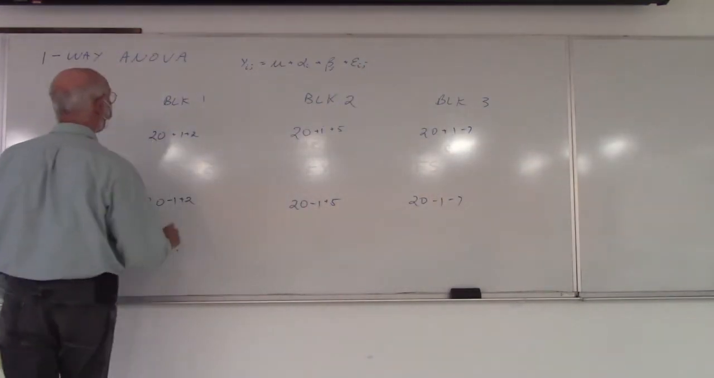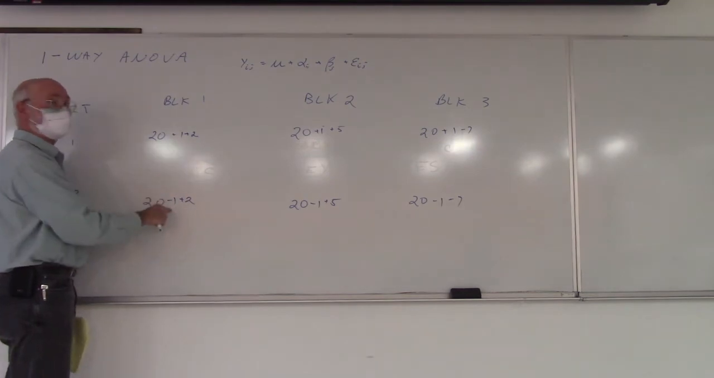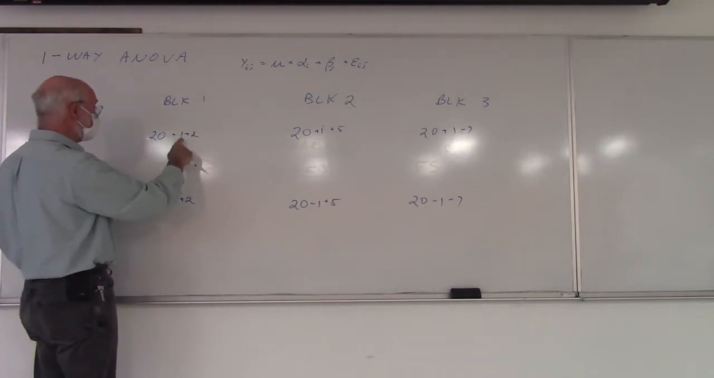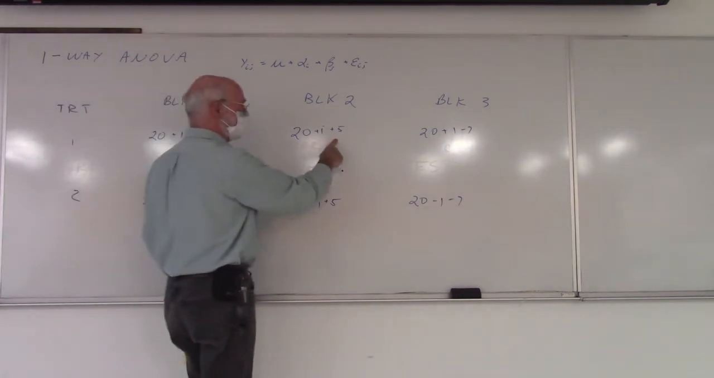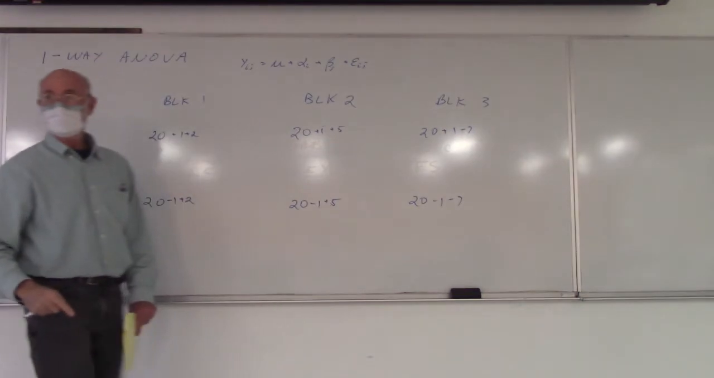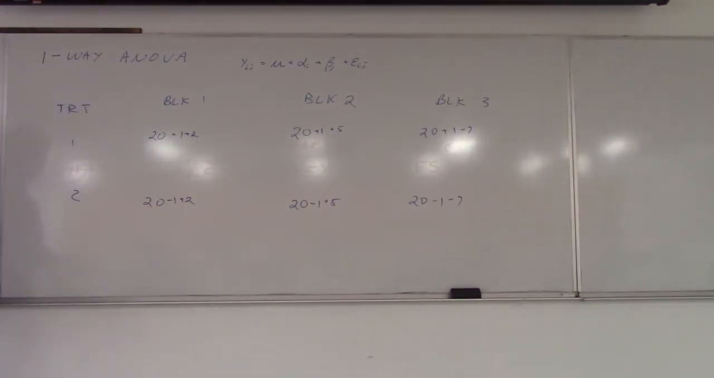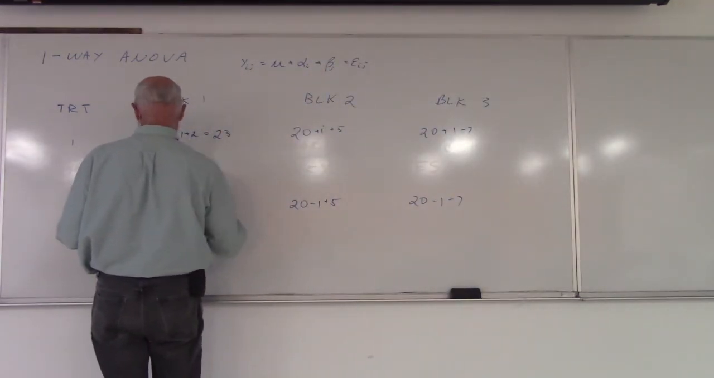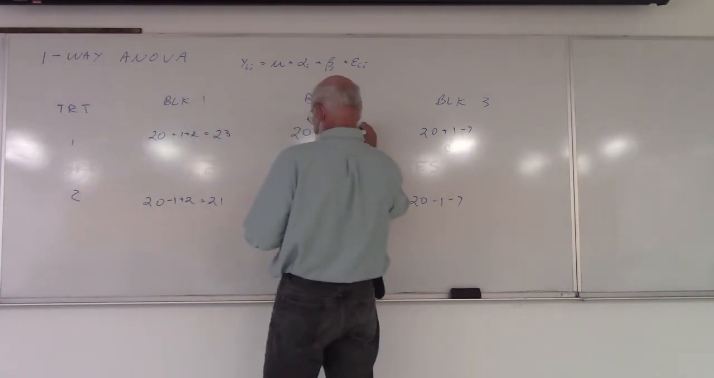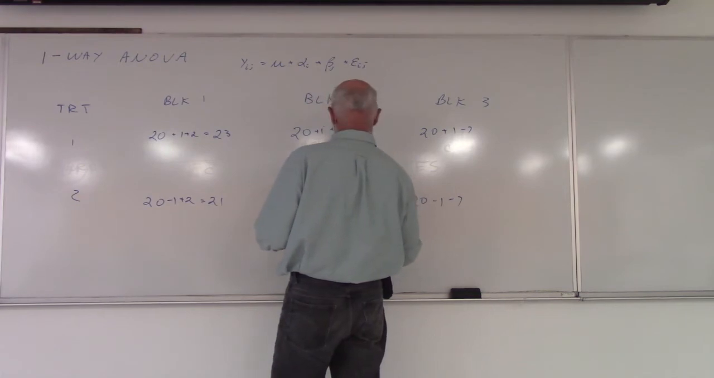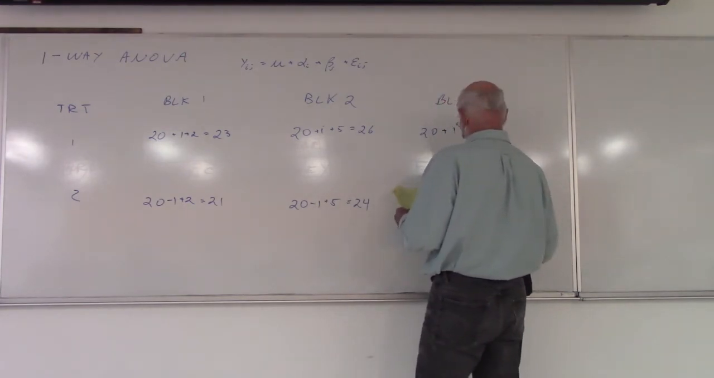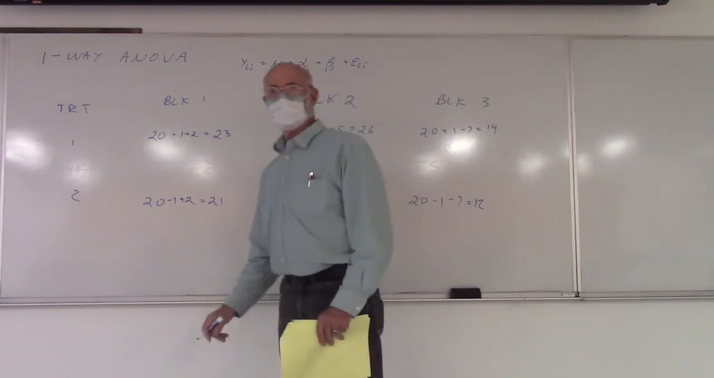Notice what's going on. Treatment: plus one, minus one, is equal to zero. Block: plus two, plus five, minus seven is equal to zero. So the sum of the alphas is equal to zero, the sum of the betas is equal to zero. Okay? So what do those numbers give me? This gives me 23, this gives me 21, this gives me 26, this one gives me 24, this one gives me 14, and this one gives me 12. Okay.